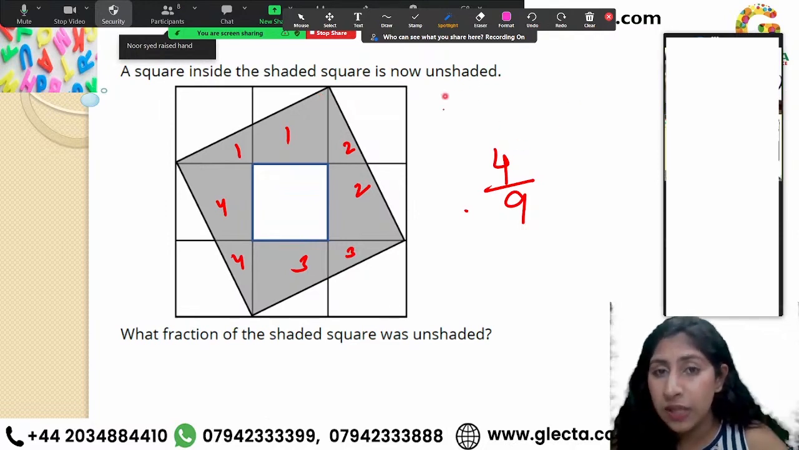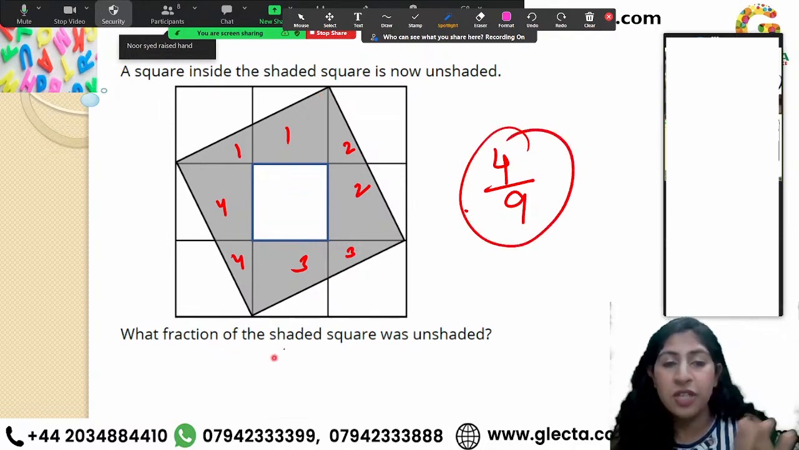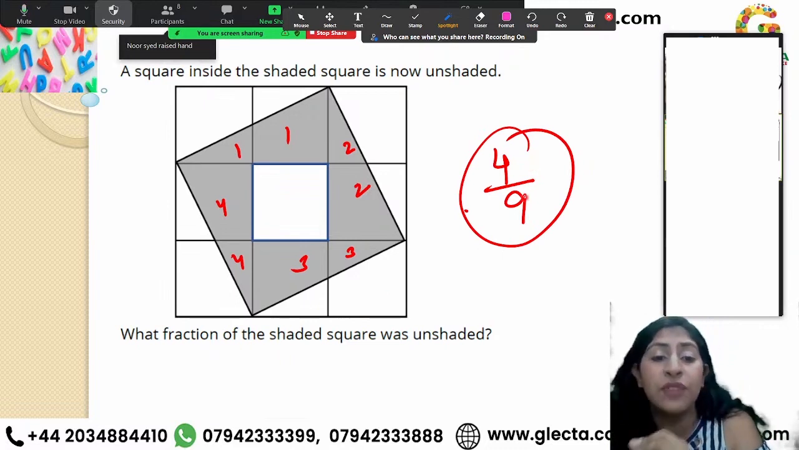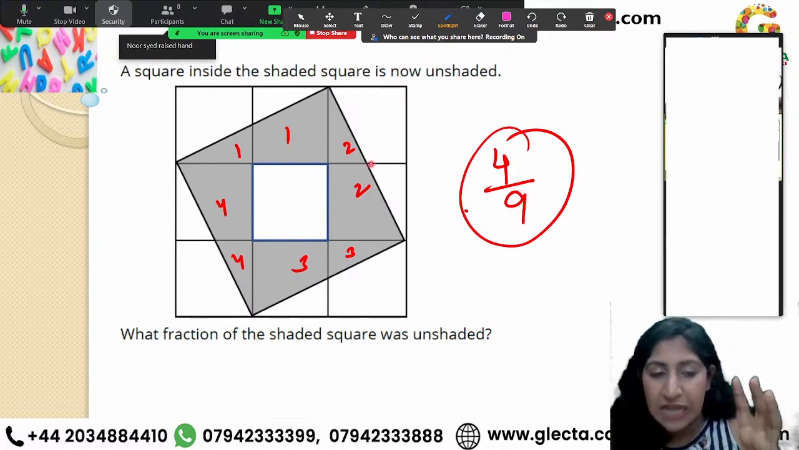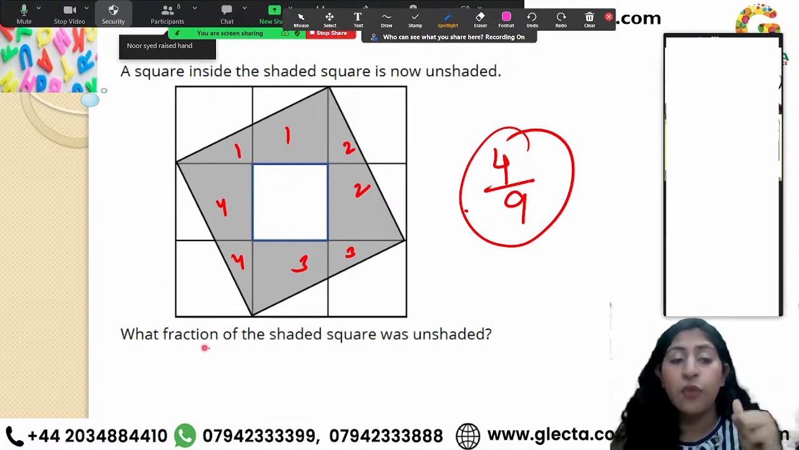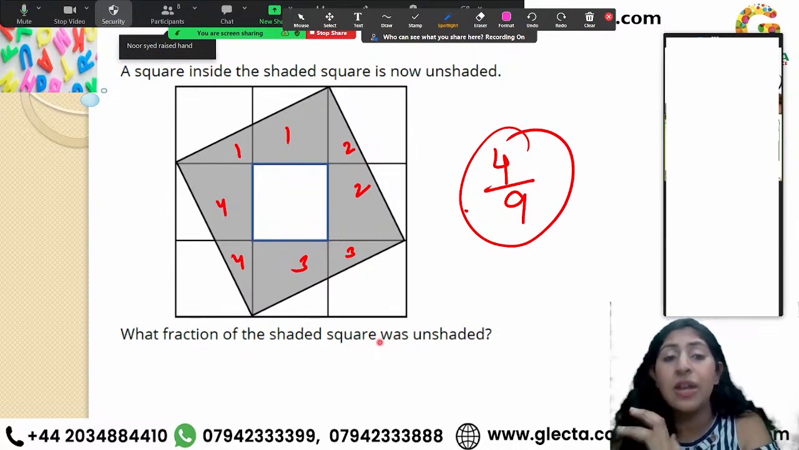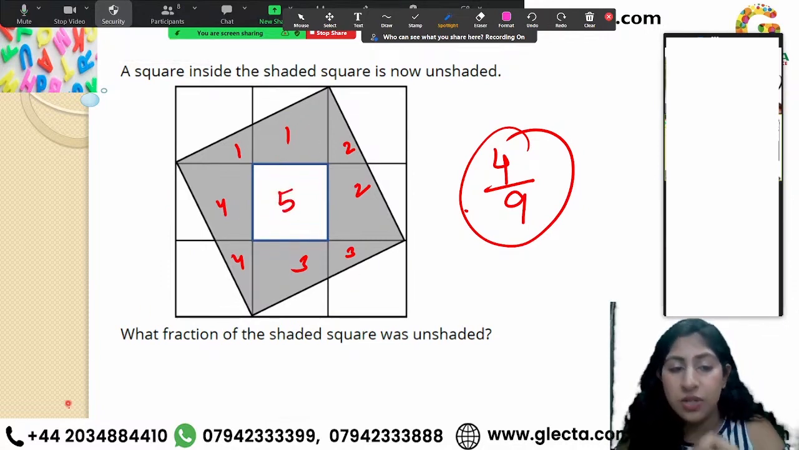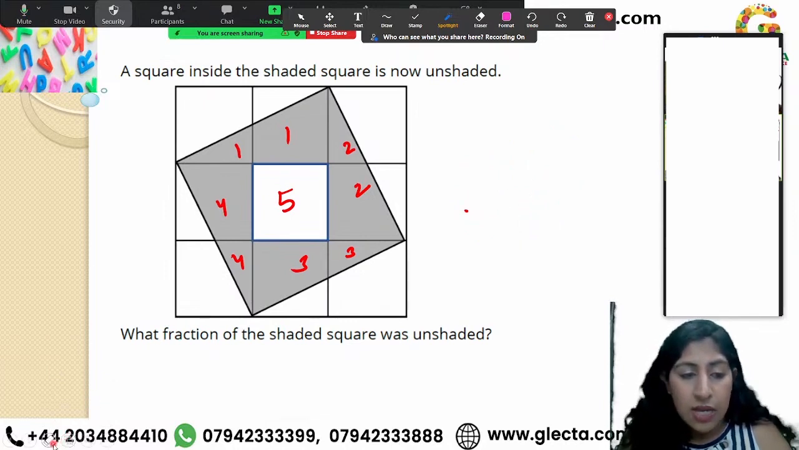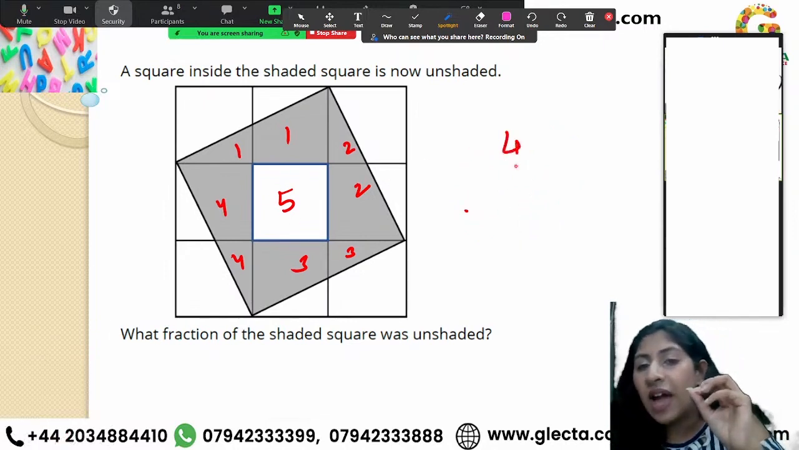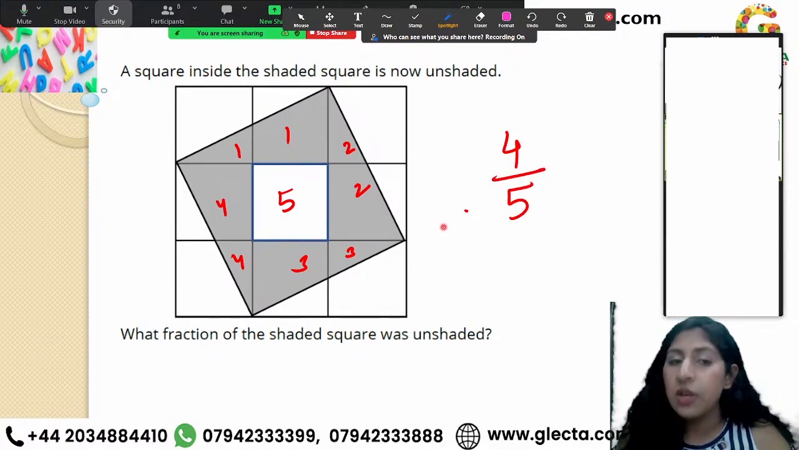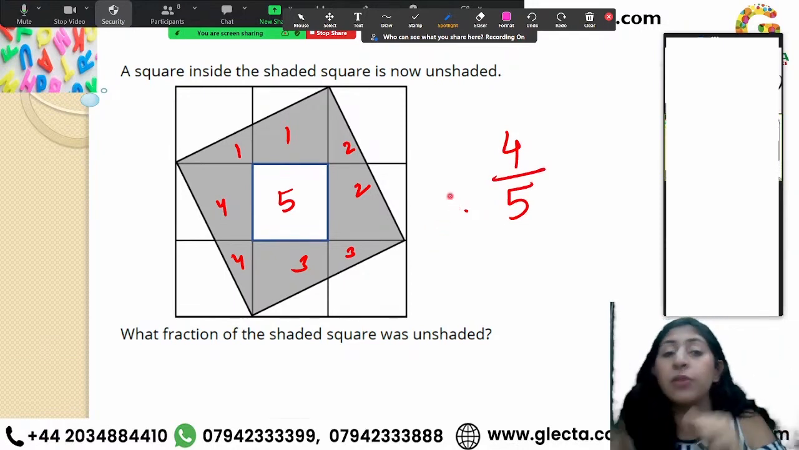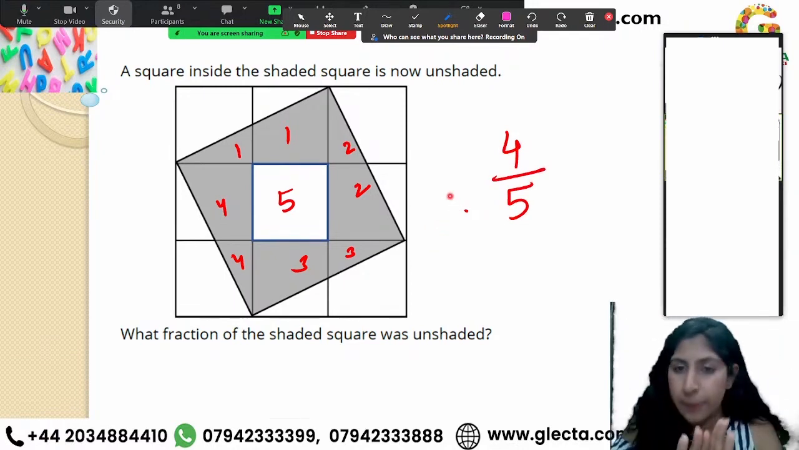I told you guys that 4 out of 9 parts are shaded. Now if you have to see what fraction of the shaded square is unshaded, you can see this as an entire big square which has 5 squares in it, right? Out of 5 I have shaded 4 squares, so 4 out of 5 would be the answer for this one specifically.